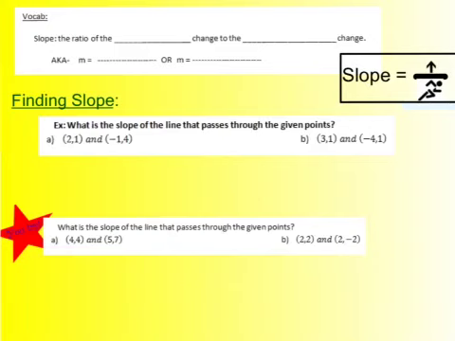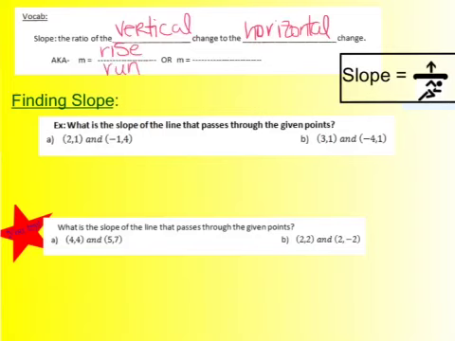Alright, so first looking at the vocab. We know that slope is the ratio of the vertical change to the horizontal change. Slope, we also use m to represent it. And slope is also known as rise over run. Or we know slope using the slope formula, which is y2 minus y1 over x2 minus x1. And we get that formula again because slope is the ratio of the vertical change, vertical is our y's, to the horizontal change. Horizontal is our x's. Over here we got this nice picture showing that slope is equal to rise over run.